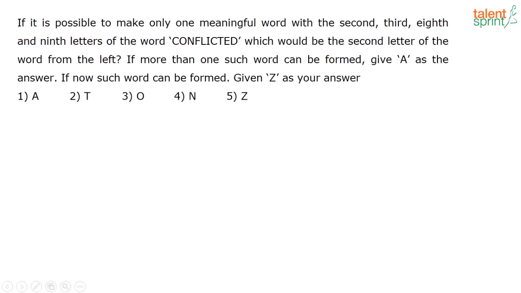If it is possible to make only one meaningful word with the 2nd, 3rd, 8th and 9th letters of the word conflicted, which would be the 2nd letter of the word from the left? If more than one such word can be formed, give A as the answer. If no such word can be formed, give Z as your answer. Okay, let us look at this question. So conflicted is the word.